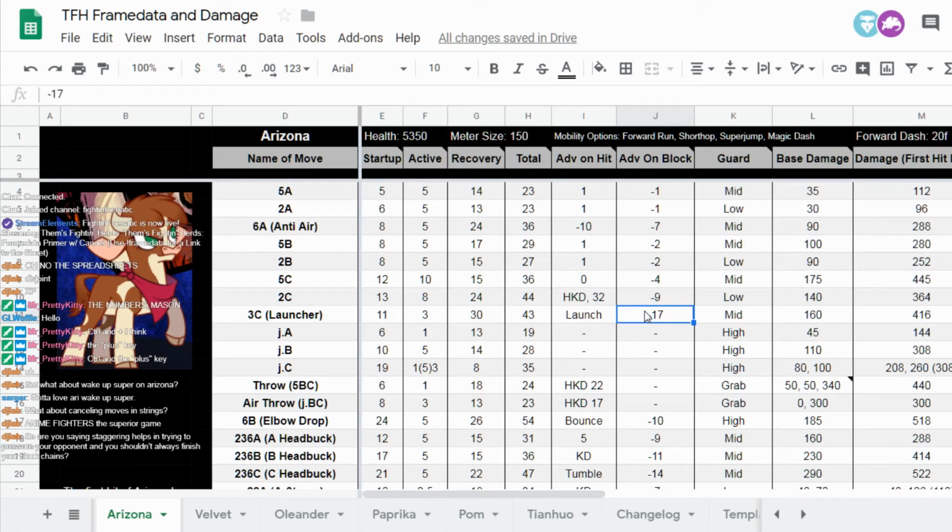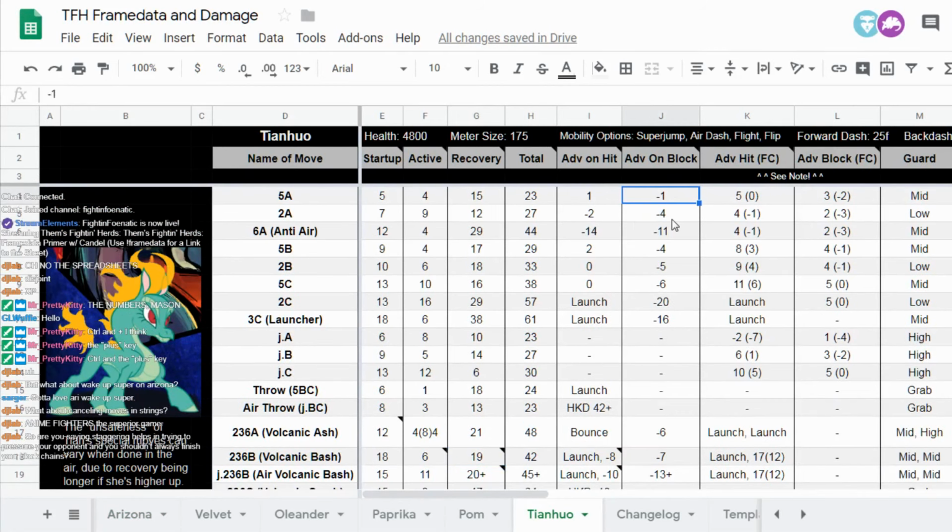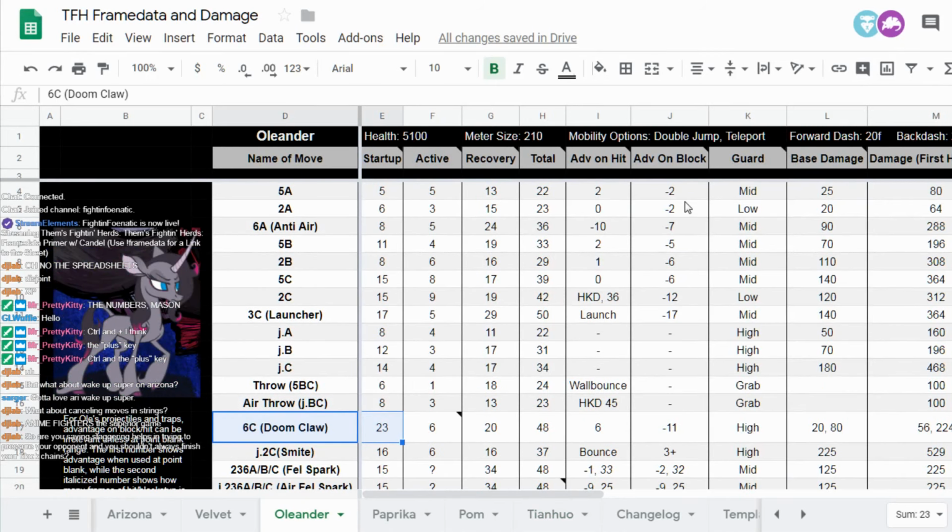Because pressuring in this game, maybe if you're playing Tianwo, you don't care about this mix-up at all because your buttons have terrible frame data, but they have really good frame data if you cancel them to flight. So her pressure is different. But if you're playing Oleander, you have 5A and 2A, and those are your only normals, period, that aren't technically punishable. 5B is minus 5, 2B is minus 6, which means that your opponent doesn't even need to take a bet. You don't have to end your string and then press another normal to get punished.